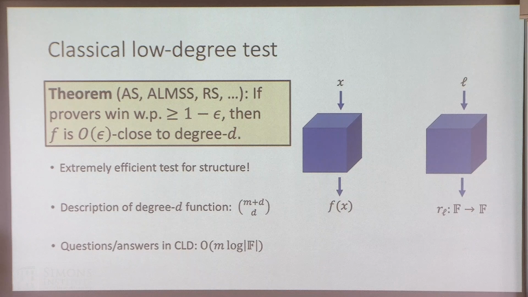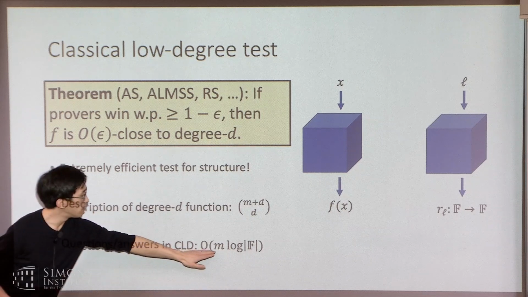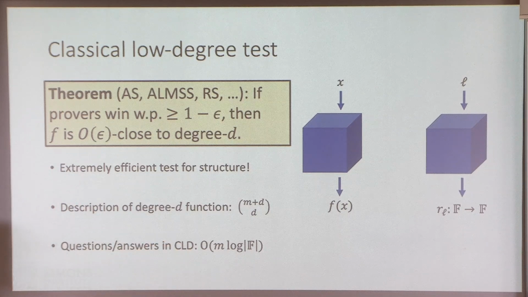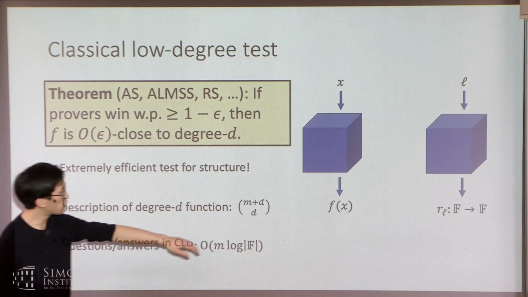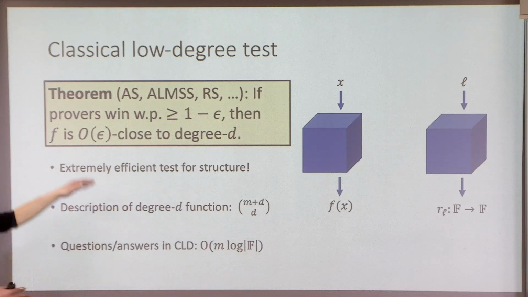But as a verifier, we're ascertaining that it has this low-degree structure just using very short messages. To describe this point x, you only need about n log f bits of information, and not much more to describe this line. So the verifier is only seeing very small glimpses of this function f, yet by playing this game, it's able to determine that globally it has this low-degree structure.